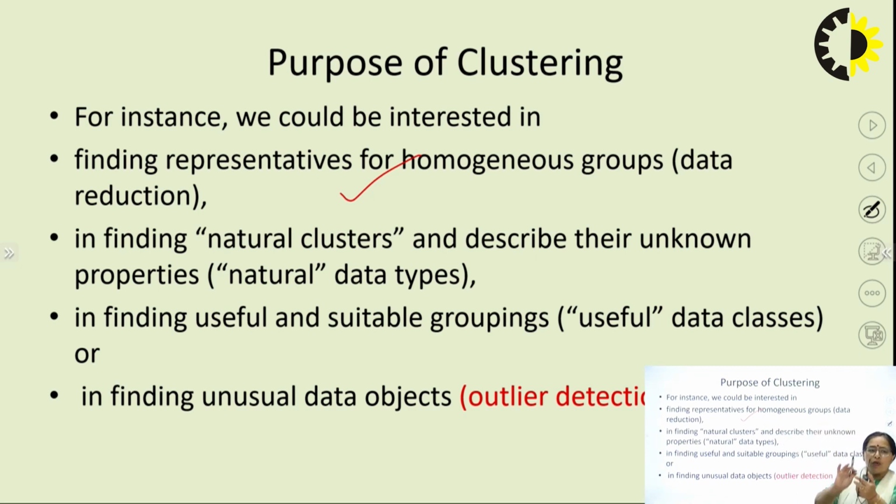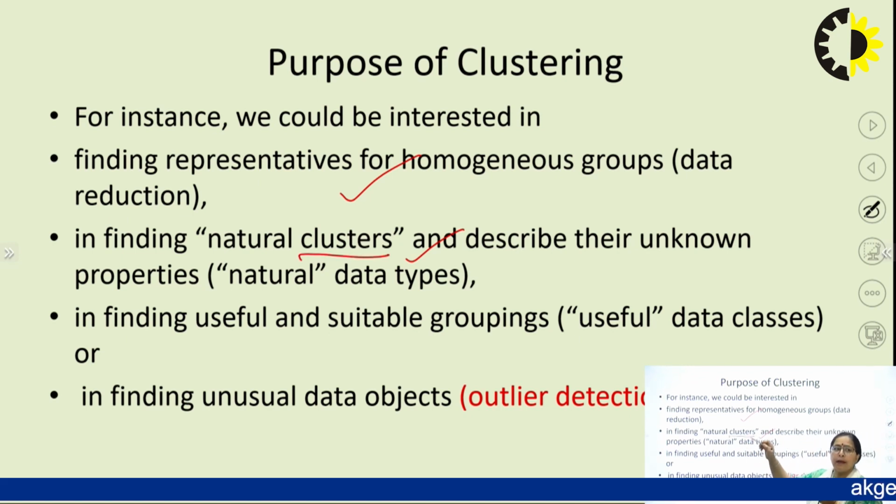The purpose of clustering can be finding a representative for the homogeneous group. Out of the whole cluster, you just want to find one representative data point representing the whole cluster. Then finding the natural clusters and describing the unknown properties. These properties are not known, but by clustering we are able to at least group them together and then label them. Then finding useful, suitable groupings, useful data classes, or finding unusual data objects.